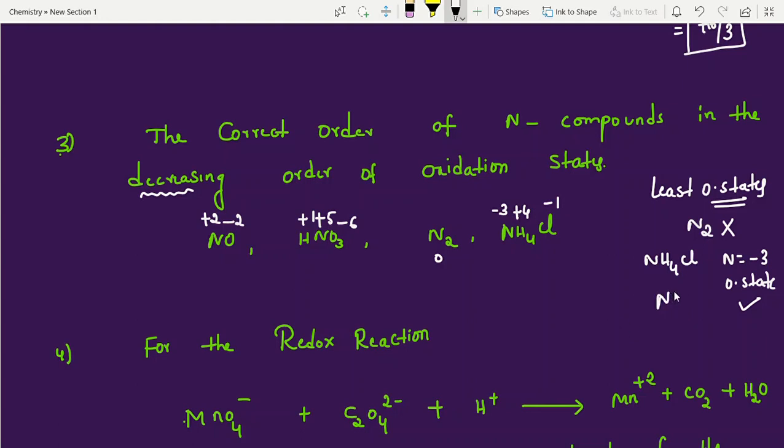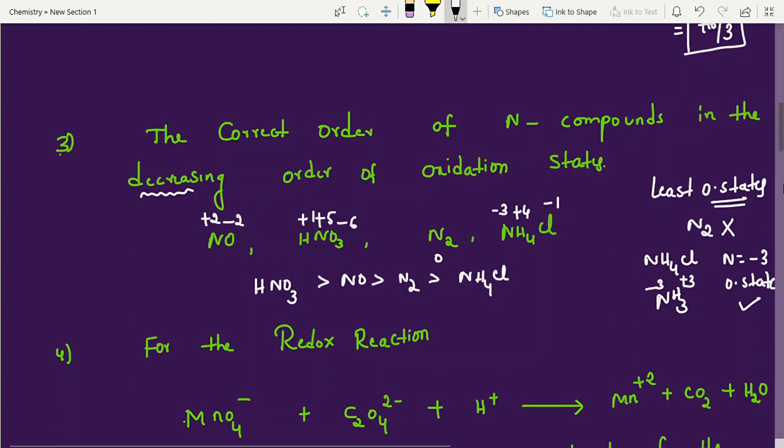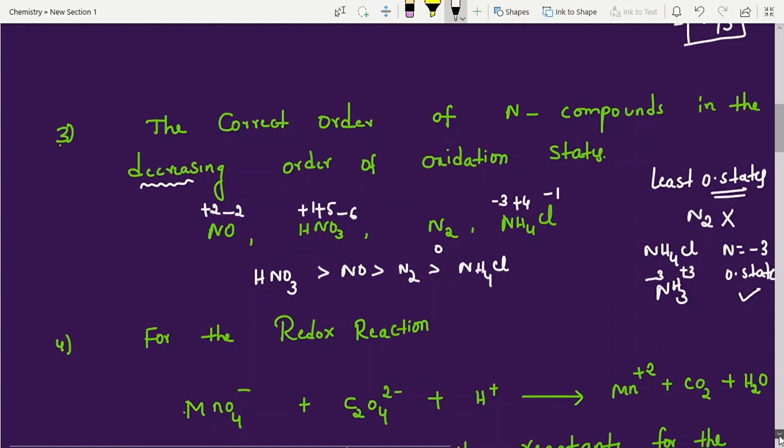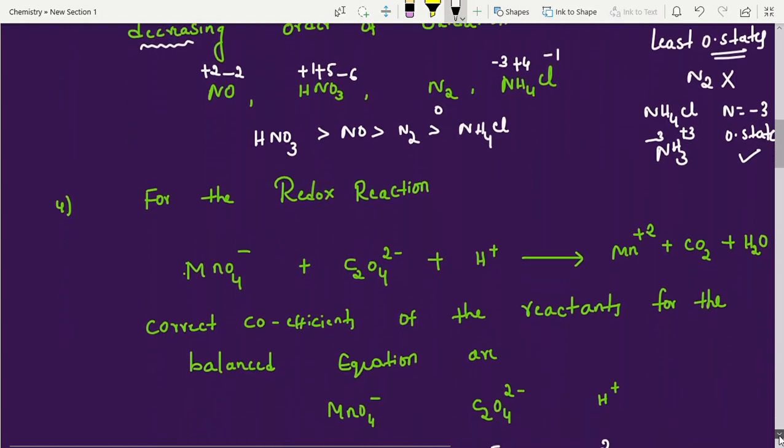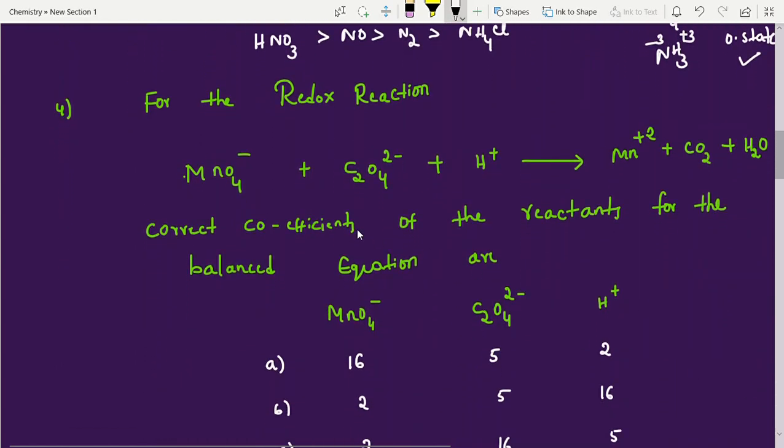Sometimes they will give ammonia also. This is plus 3, this is minus 3. That's it. Easily we can work it out. Now finally, the answer: HNO3. Afterwards, who is the guy? NO. After that N2, and the least one is NH4Cl. Clear, students? Yes. If you have command of the oxidation state rules and calculation, this type of question is very easy.